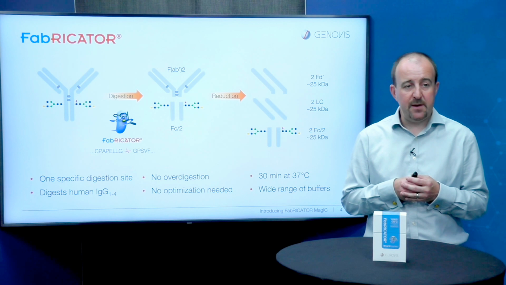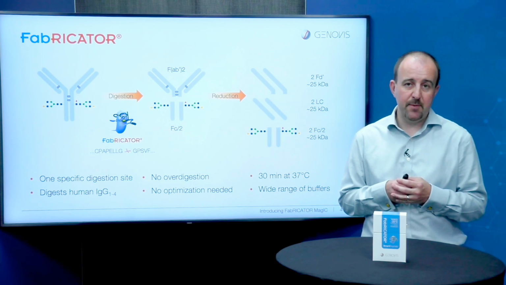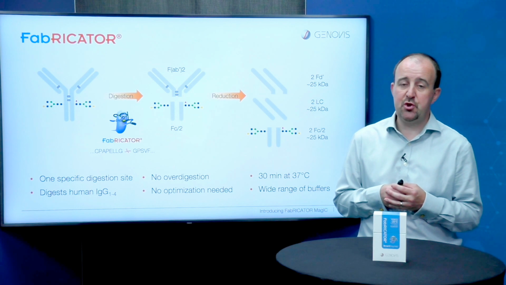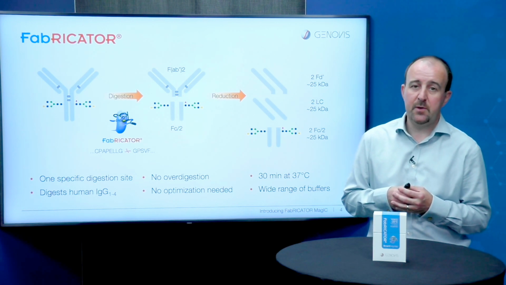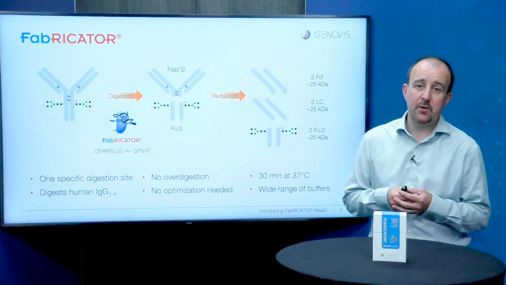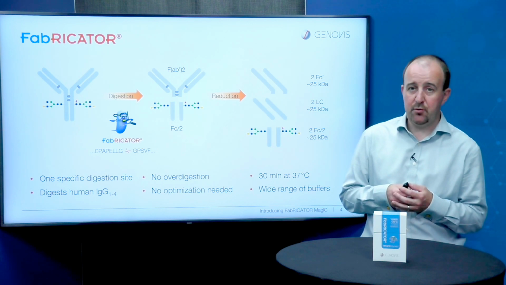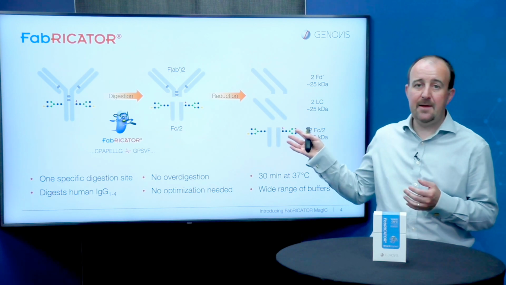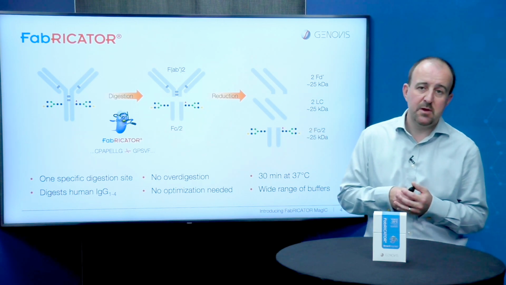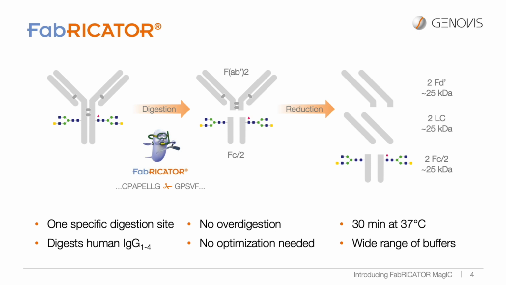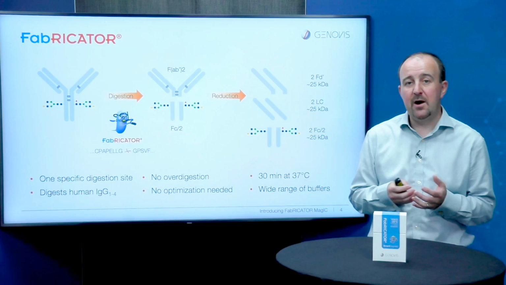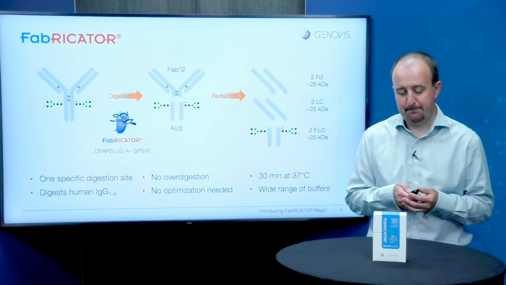It's specific for human IgG 1 through 4, and it's a relatively quick reaction as well, so 30 minutes at 37 degrees, and it's compatible with a wide range of buffers. So it can be a truly platform approach. And as you can see here in the schematic flow of the digestion, first of all we add FabRICATOR to generate F(ab')2 and Fc half subunits. And then with an additional reduction step, we go down to the slightly smaller subunits of Fd, LC, and Fc half. And these are really ideal for LC-MS experiments.